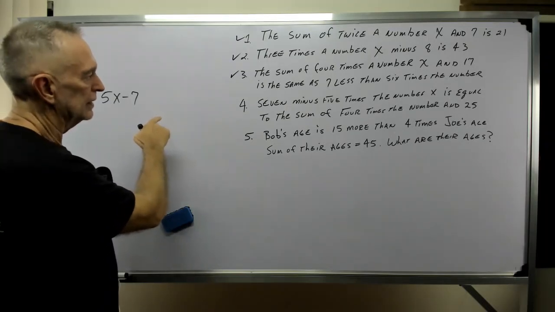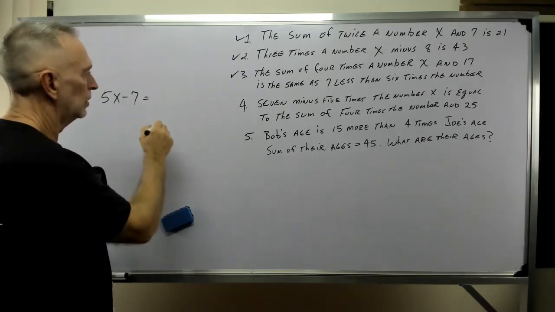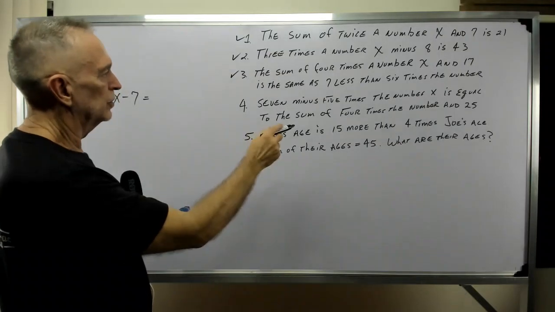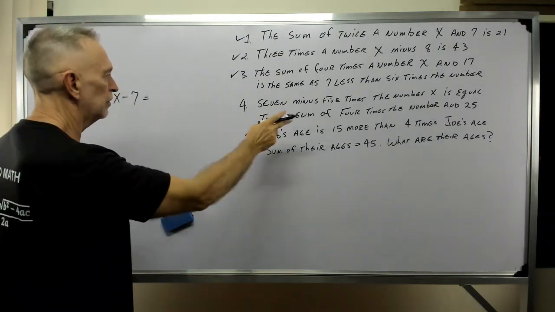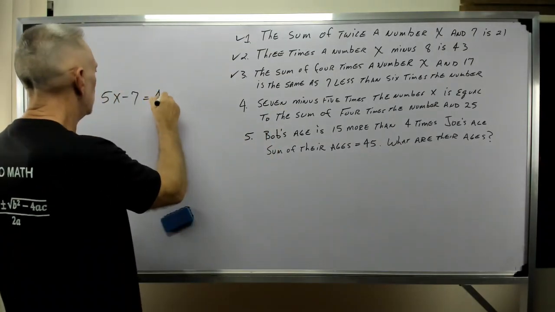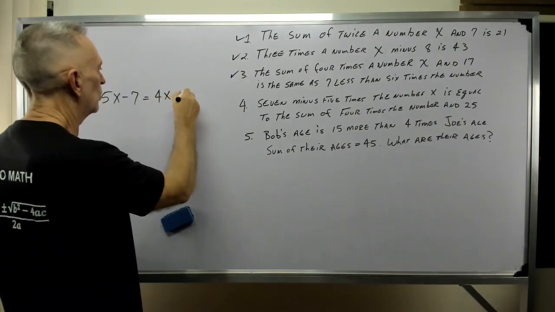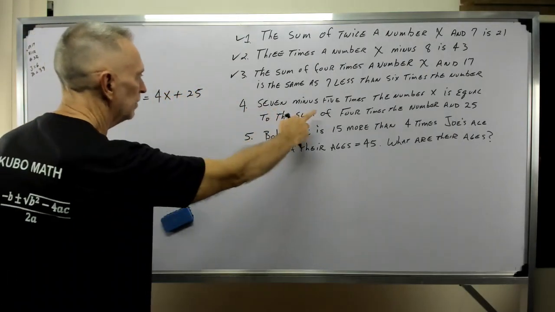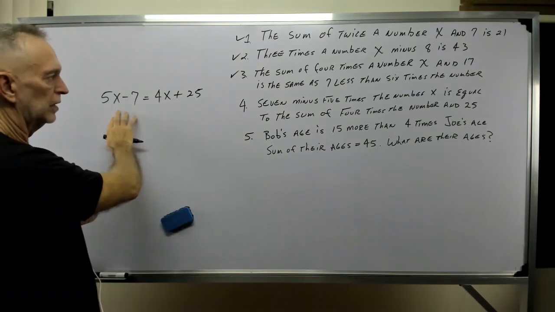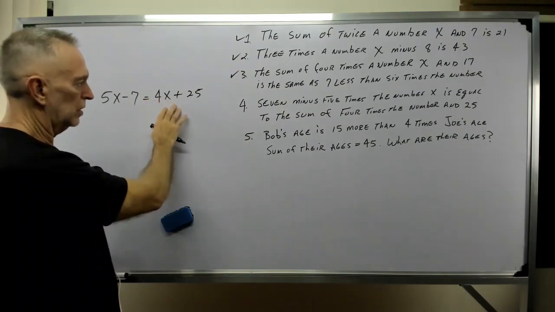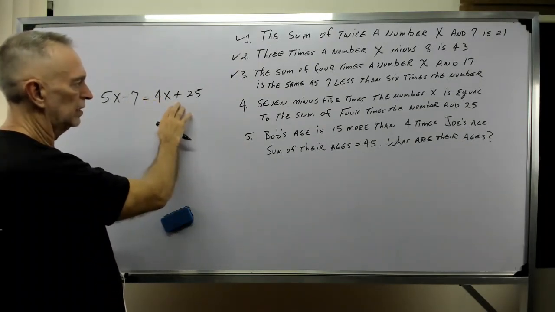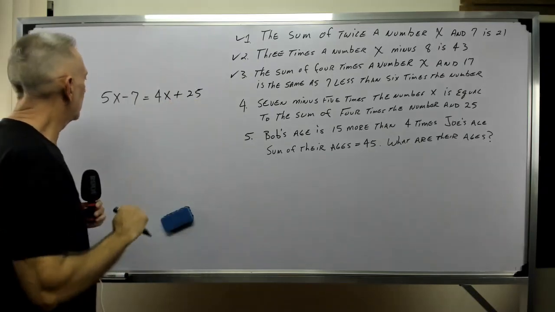Okay, is equal to 4 times the number and 25. The sum of 4 times the number, 4 times the number plus 25. All right, 7 minus 5 times the number is equal to the sum of, so we know we're adding here, 4 times the number and 25.